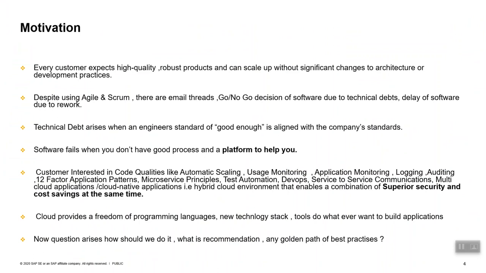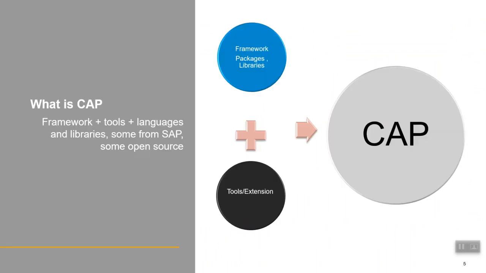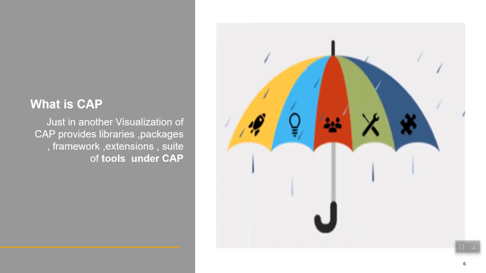Now we have seen what is the motivation, what are the problems we have, what is the definition of the CAP. Let's try to understand what is CAP. As we read, CAP is a framework plus tools, languages, and libraries, some from SAP, some from open source. We will see what those libraries, tools, and extensions are. I will try to explain all this in this session.